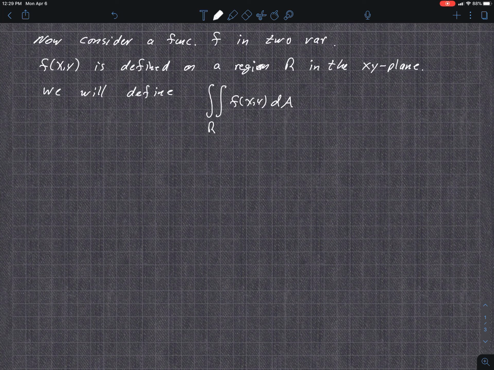So let's consider the region R in the xy plane. Let's draw that region over here on the xy plane, because remember, you're always mapping the xy plane to a real axis, the z-axis. So some region R is in here, something like that. It's good enough.